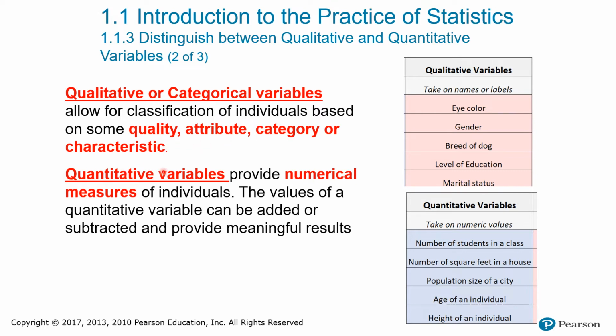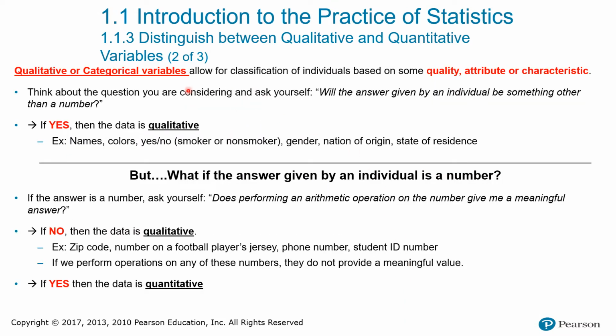Whereas a quantitative variable provides numerical measures of individuals. The values of a quantitative variable can be added or subtracted and provide meaningful results. So quantitative, think quantity: number of students in a class, number of square feet in a house, population size of a city, age of an individual, height of an individual. These are all meaningful numbers. And we'll talk more about these in a minute. So let's break these down a little bit more.